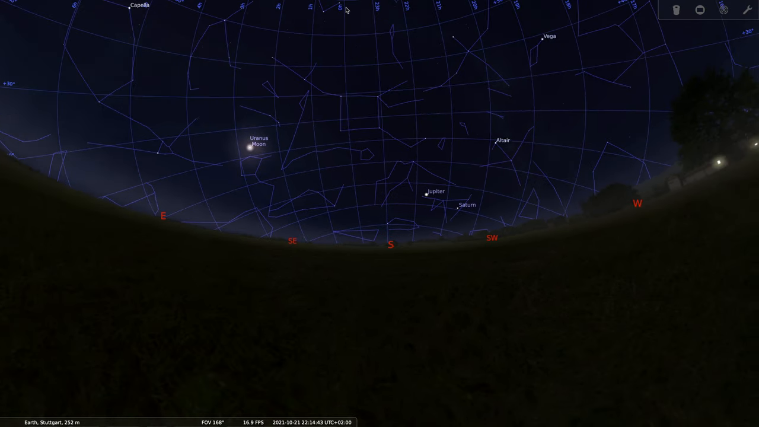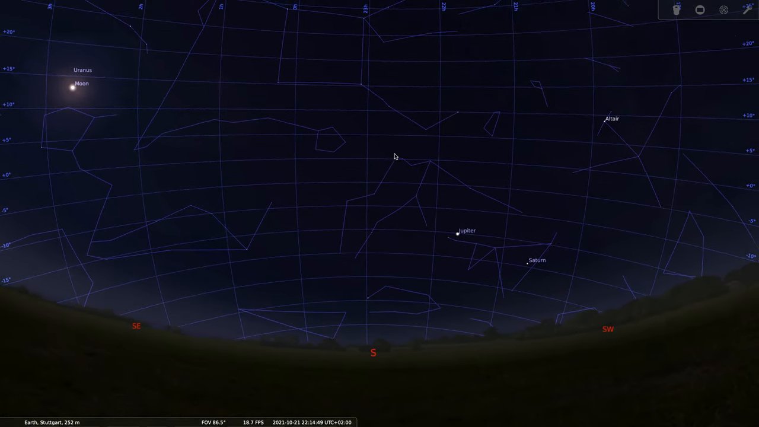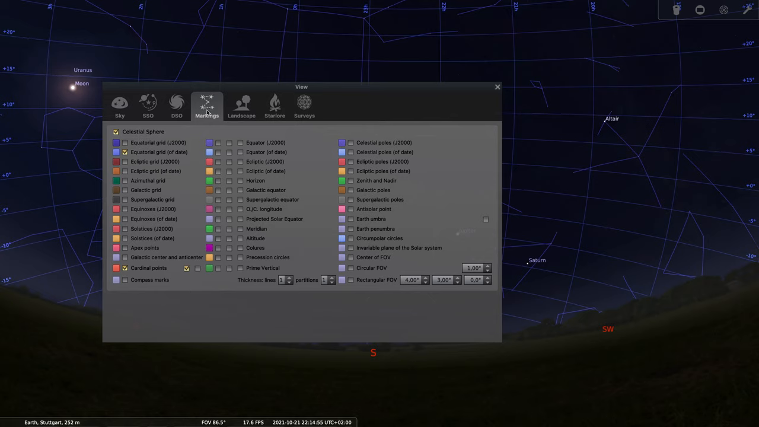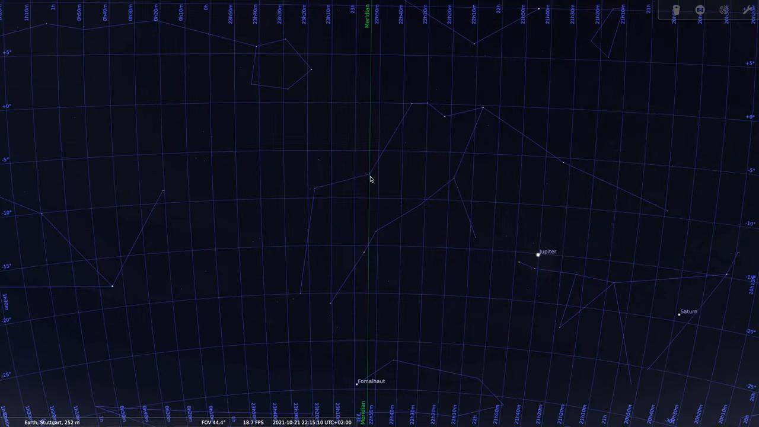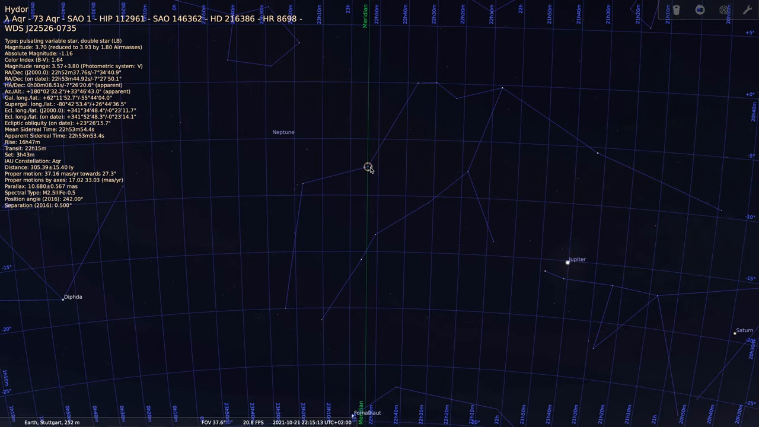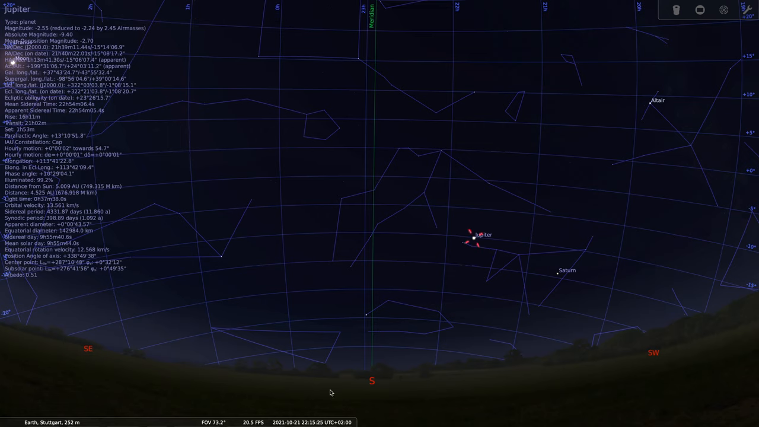Now let's take a look at the hours we have here. So one major concept is that we consider the so-called meridian. The meridian is something we can draw here, this green line. And if an object crosses the meridian line, it reaches its highest point for the observer. So here in Stuttgart now, I have a star which is very close to the meridian. So this star has today its highest point above the ground. From now on, it's descending, and it's then moving below the horizon. And the same applies also for Jupiter.